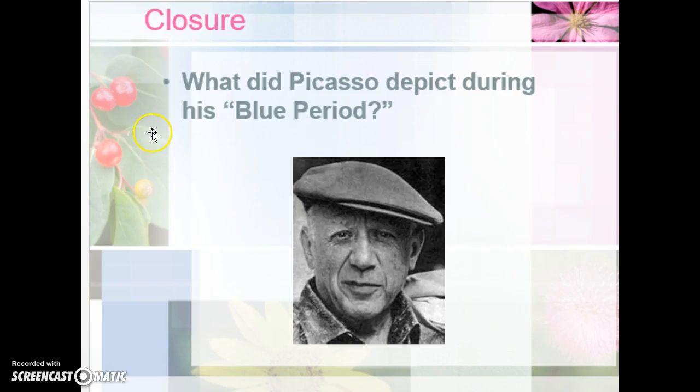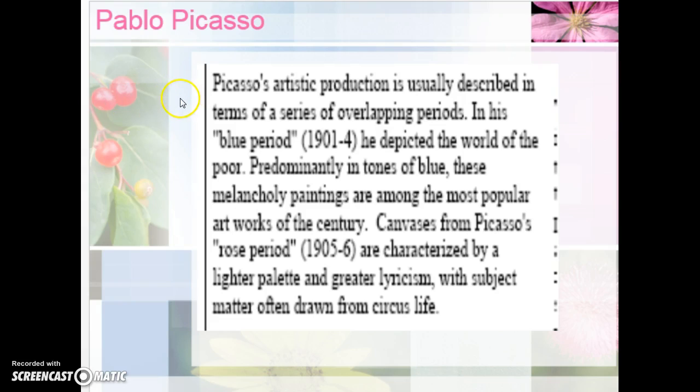Closure question: what did Picasso depict during his blue period? And I'm going to bring you back to the slide, kind of remind you of this blue period that he had. I'll let you read that to yourself and see if you can find the answer. I hope you found it.